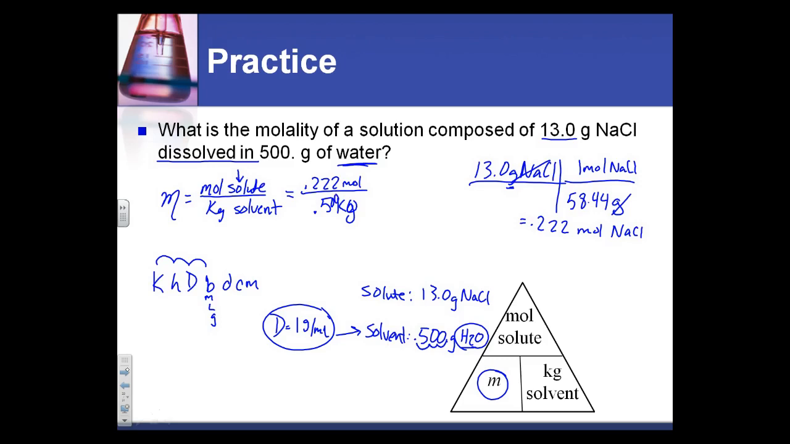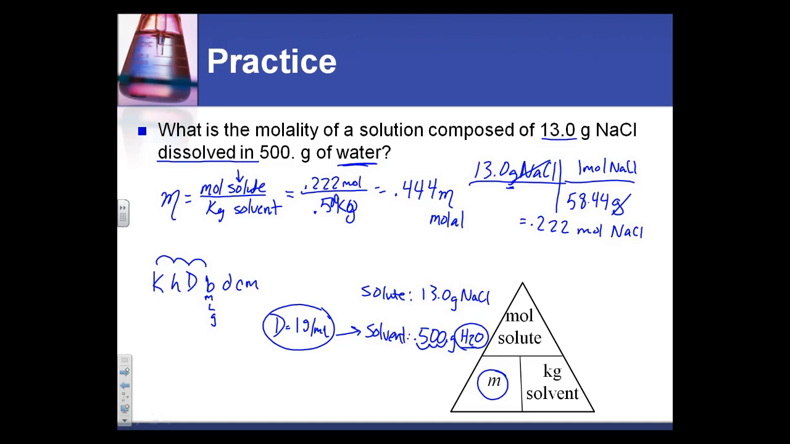So now all we need to do is divide our moles by our kilograms of solvent. And I ended up with 0.444 molal. And that's how we would say that. Okay, so you put the symbol there, and it is pronounced molal. Okay, so that's how you do a molality problem.